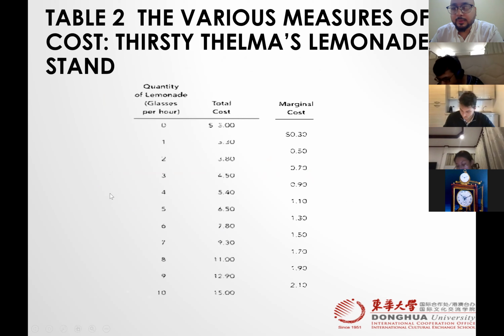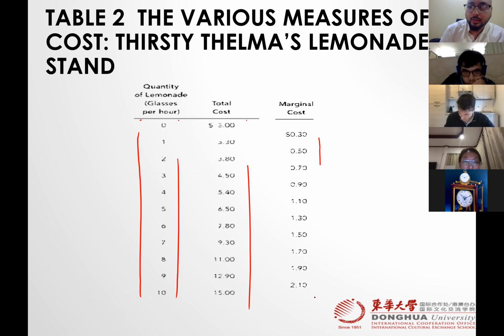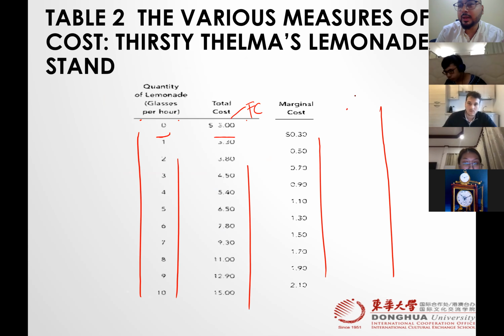Right? So we have your book example, the Thirsty Thelma lemonade stand. They have given us the quantity, total cost, and marginal cost. So you see here, they have given us 0 output, and at 0 output total cost is 3. Right, guys? It means that must be fixed cost, right?